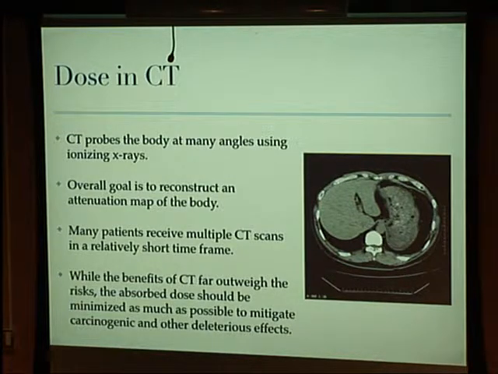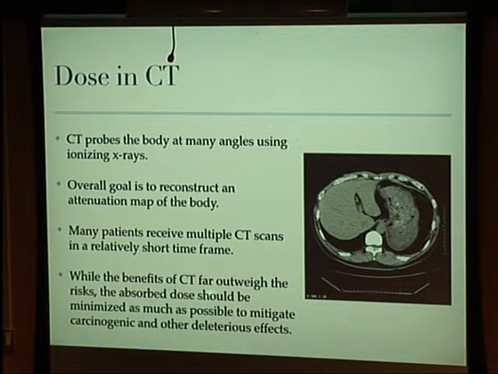Now, one of the problems is that CTs produce exquisite images, very high-resolution images, fairly good soft tissue contrast, but patients are imaged using ionizing X-rays. And in a lot of cases, many patients receive multiple CT scans in a relatively short time frame. Especially if you have a cancer diagnosis, you might get a PET CT scan every few months to see if the cancer is recurring. There is a CT component of that scan.